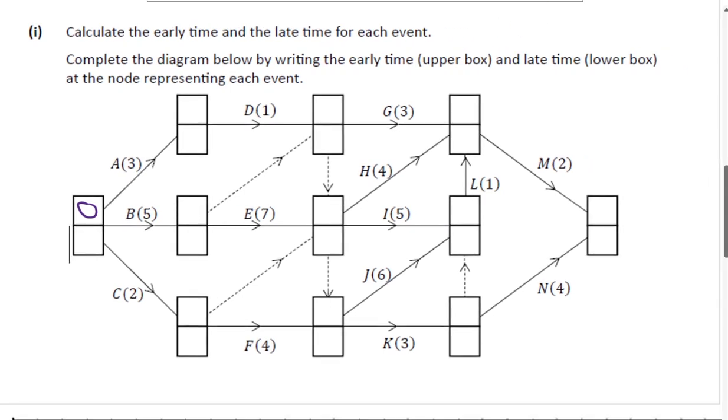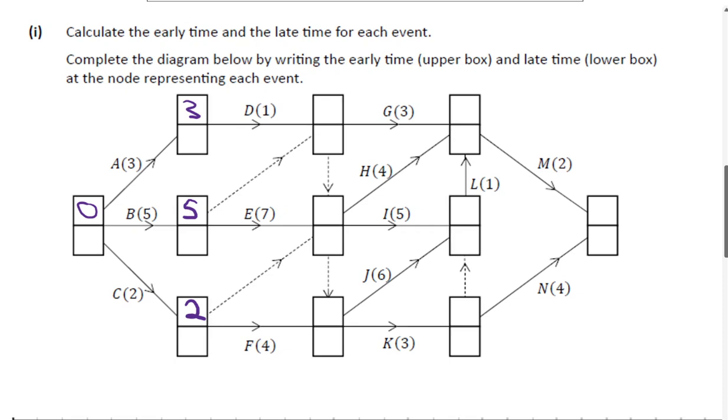So then we look from 0. A, B, and C only depend on the source node, and actually they all do. So A will be done by 3, B will be done by 5, and C will be done by 2. Those are the easy ones, because A, B, and C depend on one thing only.